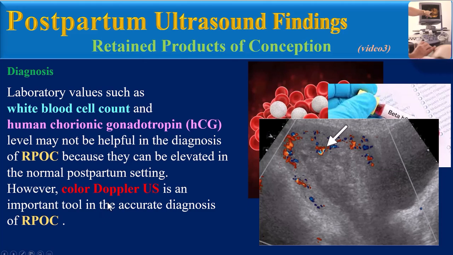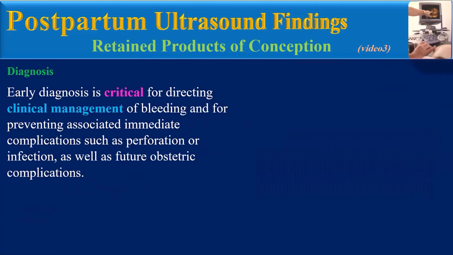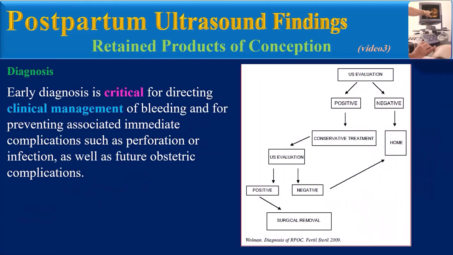However, color Doppler ultrasound is an important tool in the accurate diagnosis of RPOC. Early diagnosis is critical for directing clinical management of bleeding and for preventing associated immediate complications such as perforation or infection, as well as future obstetric complications.